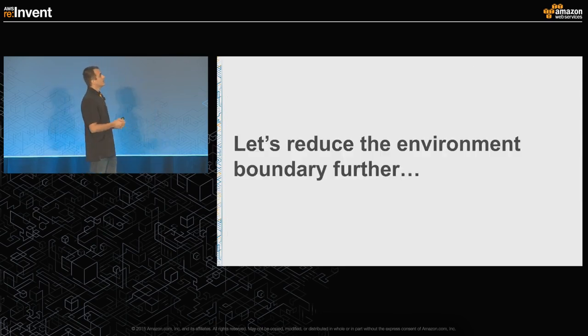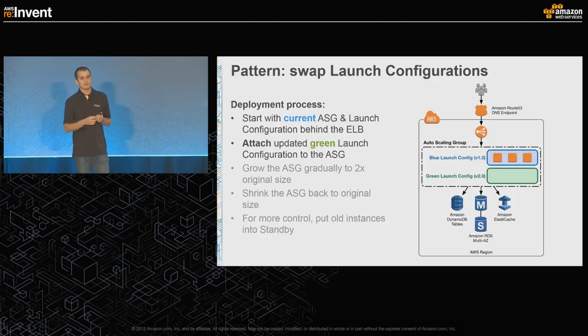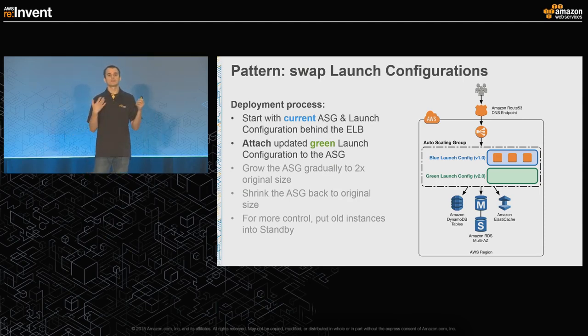Okay, so let's reduce the environment boundary even further. At this point, we're swapping launch configurations. The launch configuration, for the folks that don't know what that is, is essentially a blueprint that auto-scaling uses to spin up new instances and add them to the group. Each auto-scaling group has exactly one assigned to it at any time. So when you substitute it, any new instances that get provisioned will be provisioned using the new launch configuration.